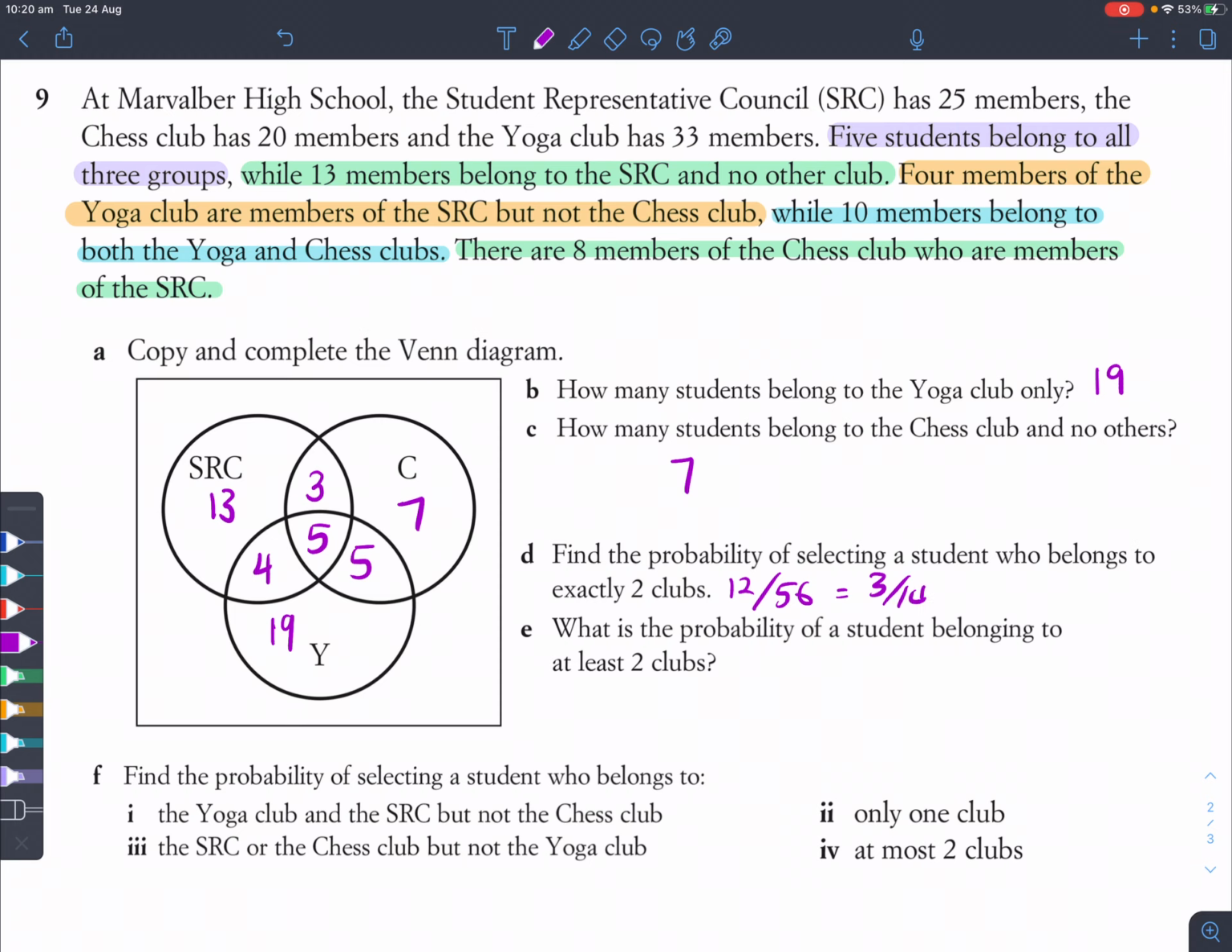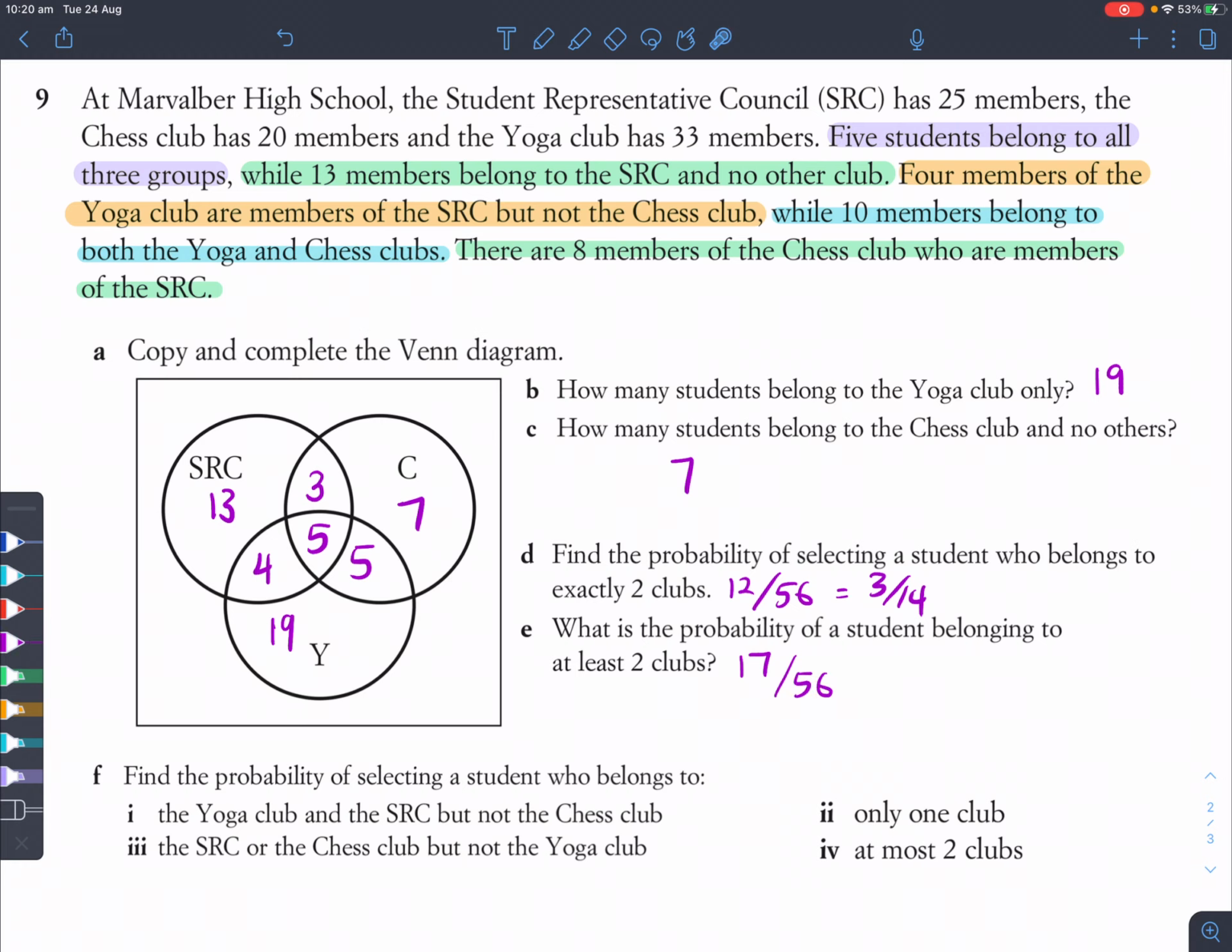Okay, that's my answer. What is the probability of a student belonging to at least 2 clubs? So at least 2 clubs means 2 or 3. We already found out the people who belong to 2 clubs, so we just have to add the one in the center belonging to 3 clubs. That's 5. So if I add another 5 to this number, that would be 17 out of 56.